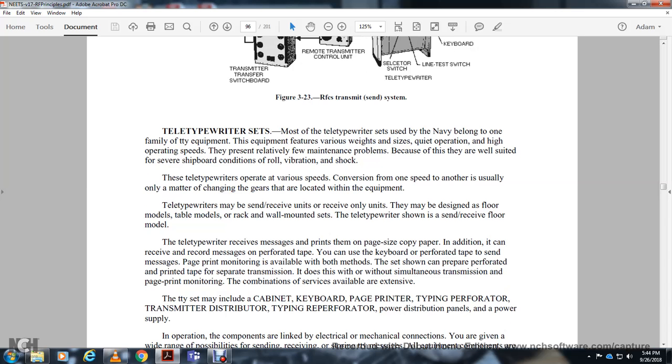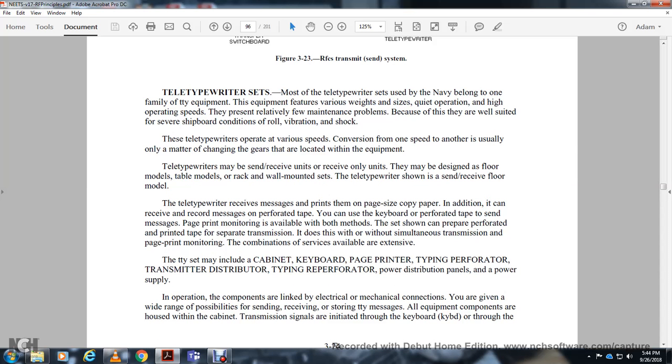Teletypewriters may send and receive, or be receive-only units, of floor module, table module, rack, or wall mounted design. The teletypewriter shown is the sending and receiving floor module. It receives the message by writing on the page, with a copy on paper. It can receive the record page message or perforated tape, with the keyboard perforator sending the message. Page printing monitoring is available for both methods. The set shown prepares perforated printed tape with separate print transmission, with and without simultaneous page printing monitoring. The combination service is available.